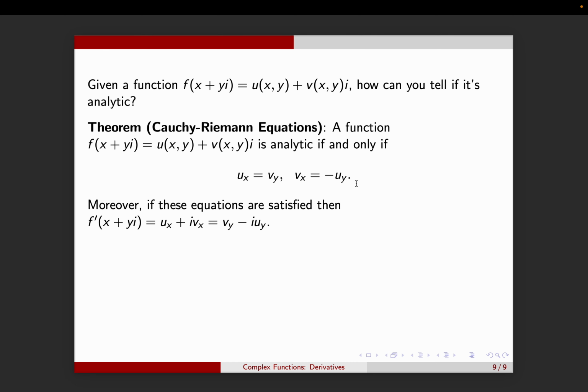Okay, this is the Cauchy-Riemann equations. If these two equations are satisfied, your original function has a derivative. If one of those two is not satisfied, your original function does not have a derivative.